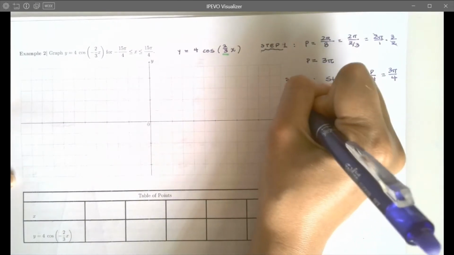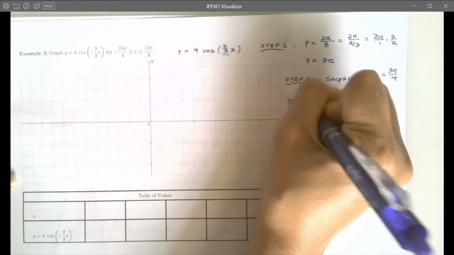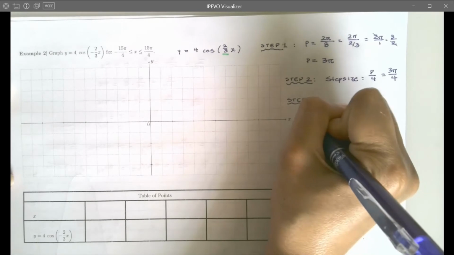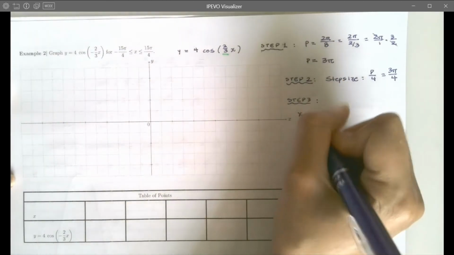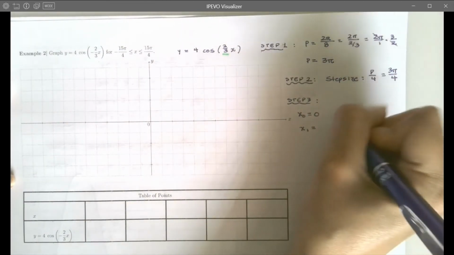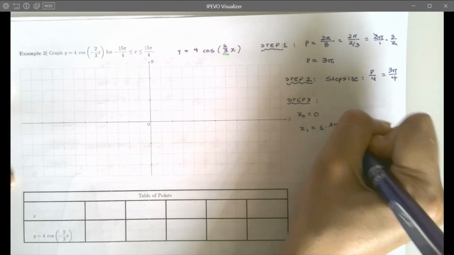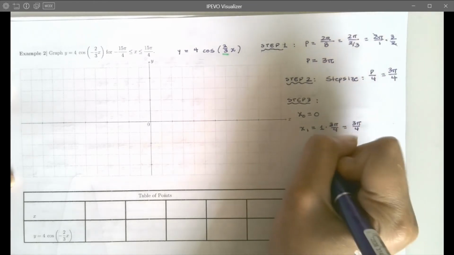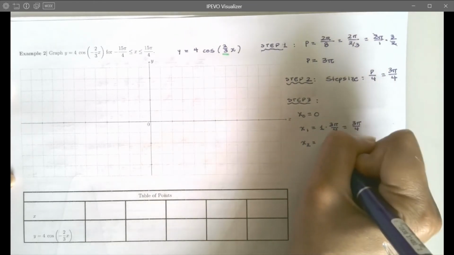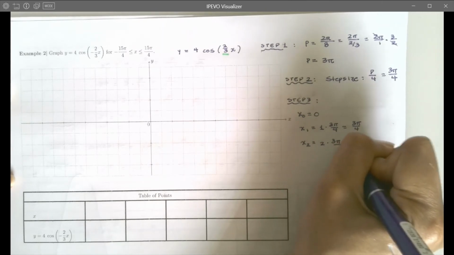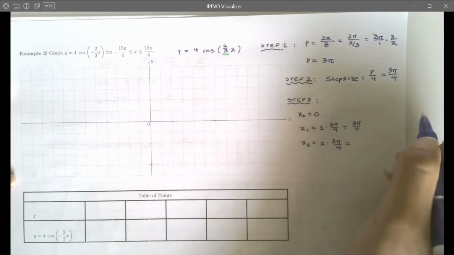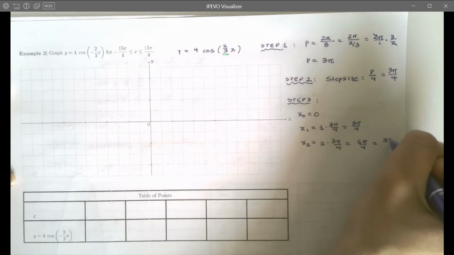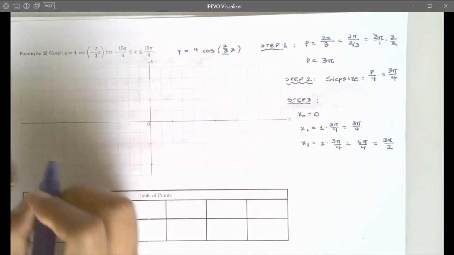Okay, next step. Well, next step is to find the x values, starting with x0 being 0. Then x1 we can find by taking the step size and multiplying by 1. So 1 times 3 pi over 4, which is just 3 pi over 4. Then x2 is going to be 2 times 3 pi over 4, which is 6 pi over 4. And if we reduce by a 2, top and bottom, we're going to get 3 pi over 2.